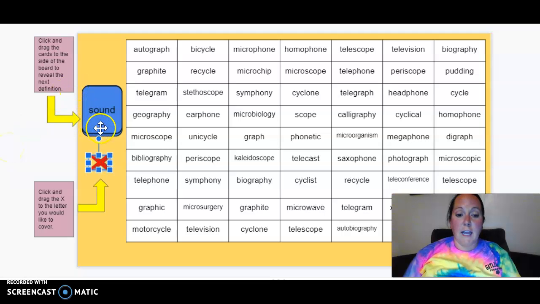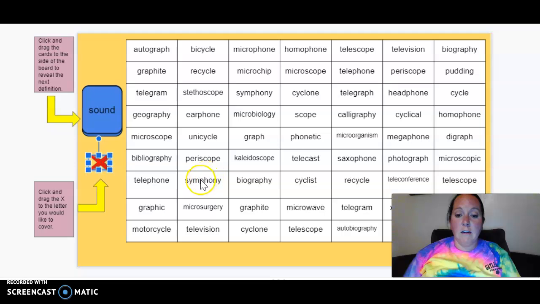First, you're going to look at the definition of a Greek root on the blue cards. For this one, the word is sound, and I know that P-H-O-N, phone, is the definition of sound. So I am going to move a red X to a word that has phone in it, which means sound.